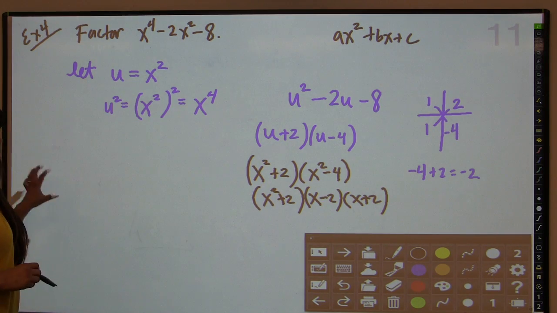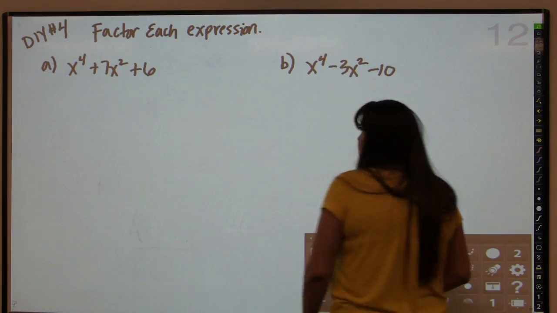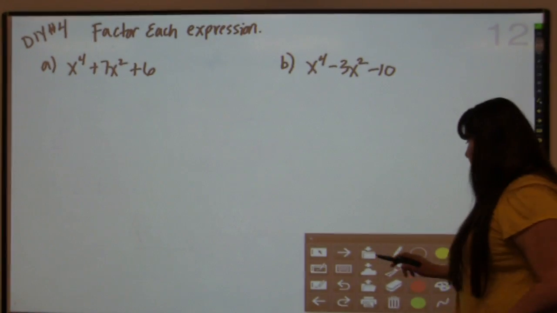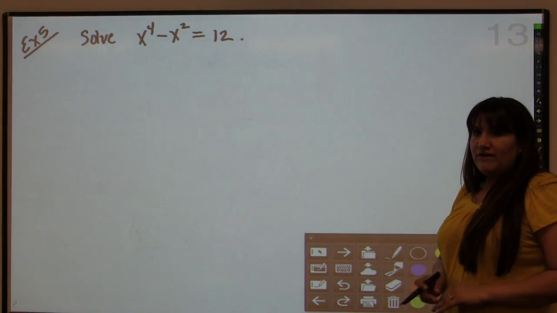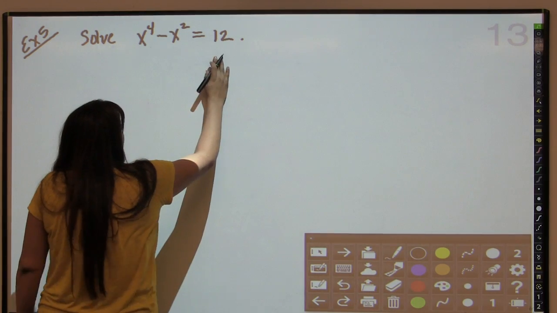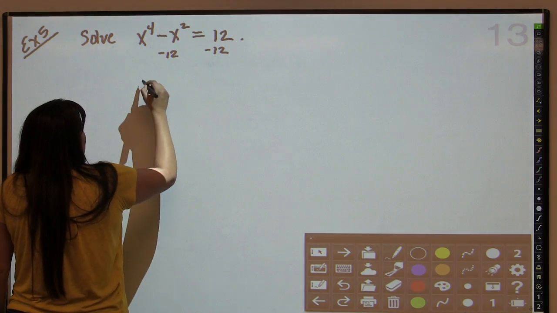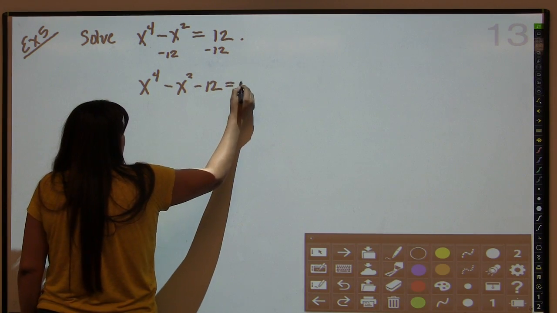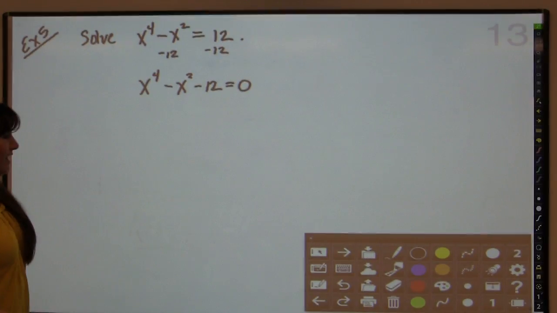Again, in this problem, it only wants you to factor, it doesn't want you to solve. So I'm done with this example, and now you can try these. Again, we're just factoring. All right, so our last example is taking it a step further from factoring and actually solving. So this is like what we just did. You have what looks to be like a quadratic, but not quite. We need to move this 12 to the other side, and now it's x to the fourth minus x squared minus 12 equals 0. So the difference between this and the previous example is the equal to 0 part, but we still need to factor it.